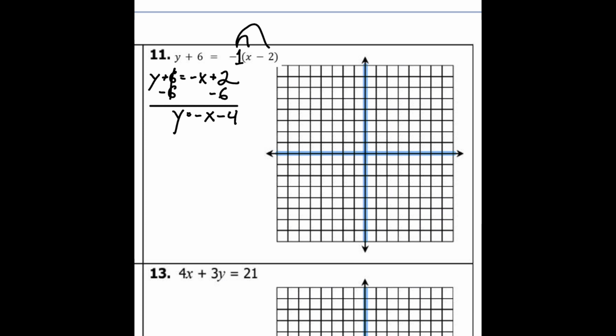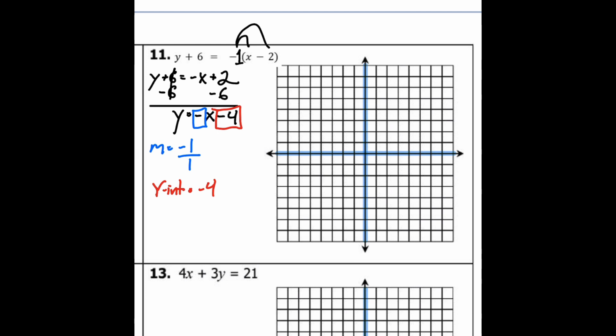I'm going to identify my slope and my y-intercept. My slope is a negative sign, so that's really negative 1. And if it's just a whole number, I always put it over 1. My y-intercept is negative 4. Remember to include the negative or positive sign in front of the number with your y-intercept.